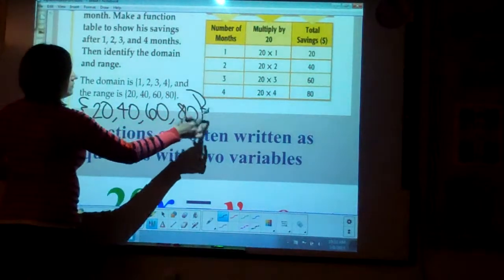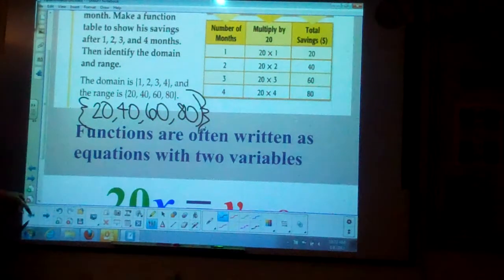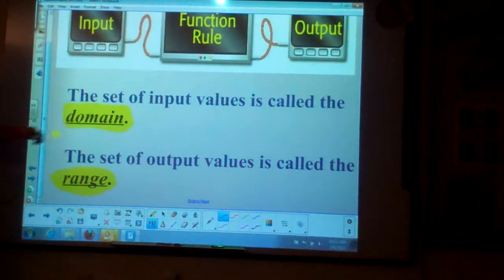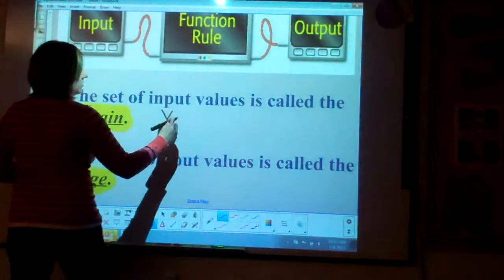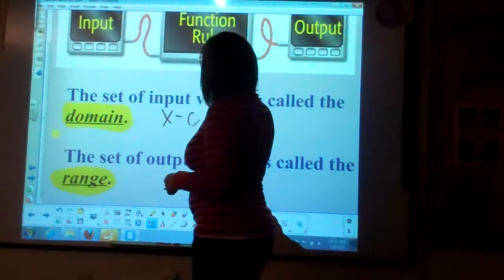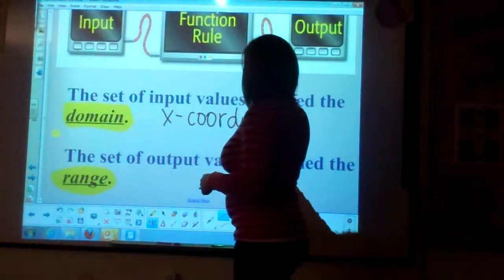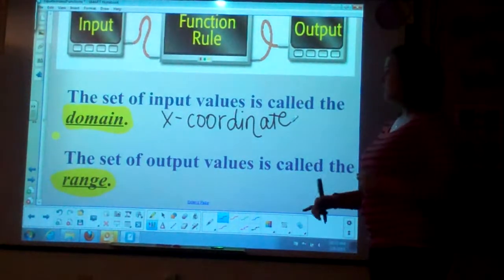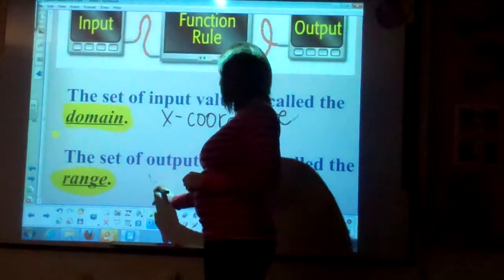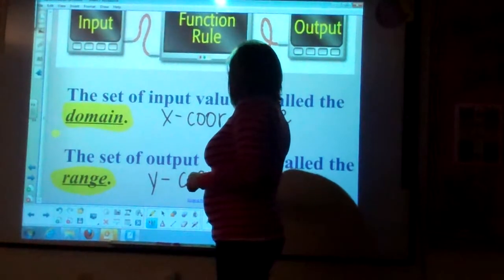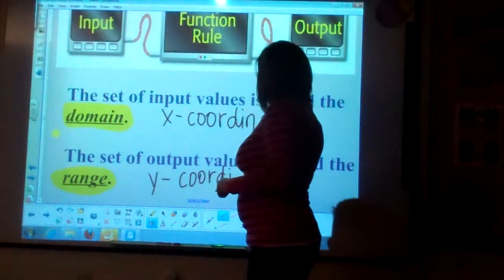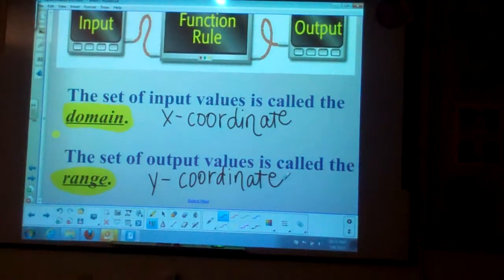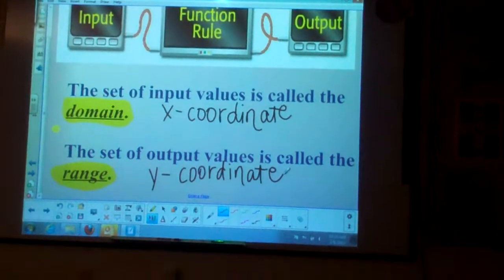The other thing I want to add is that the domain are your x values, or your x coordinate, when we talk about graphing, and your range values are then your y coordinate. So if you want to add that into your previous notes.